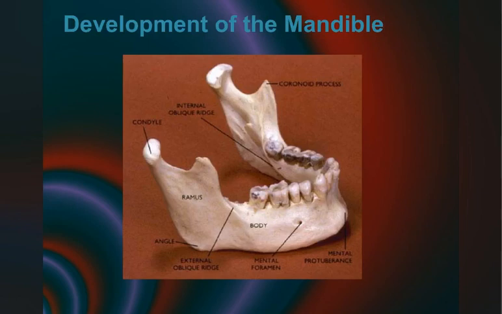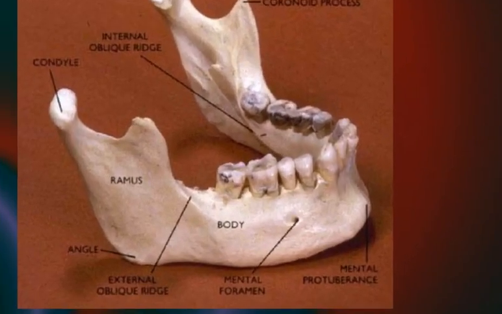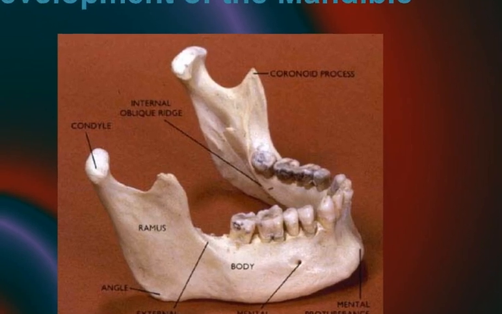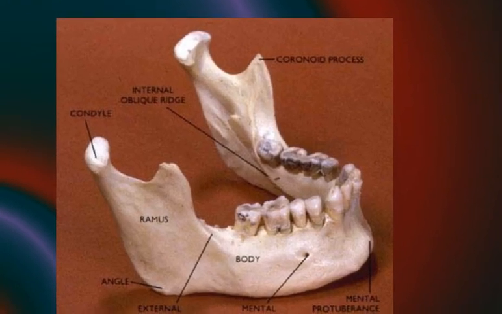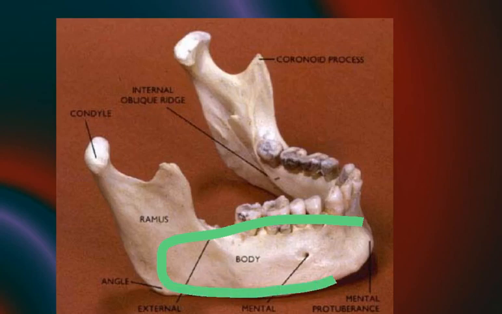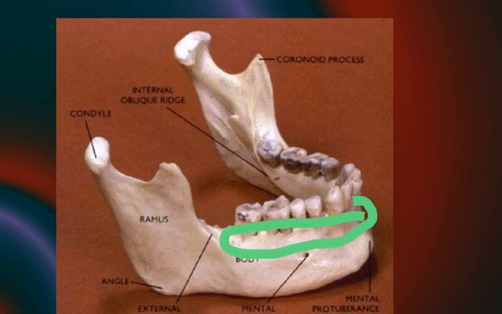Here we are looking at an adult mandible, fully developed mandible. First, we want to identify the main parts of the mandible. This is the body of the mandible. This is the alveolar process of the mandible, which is the alveolar bone surrounding the roots of teeth. This is the ramus of the mandible.